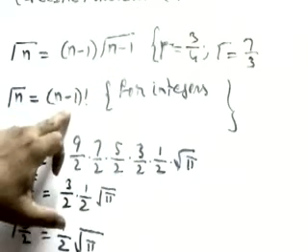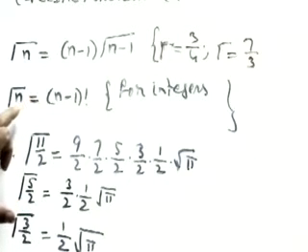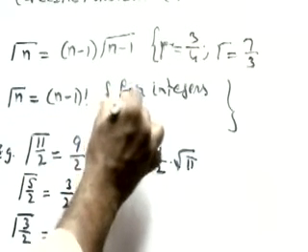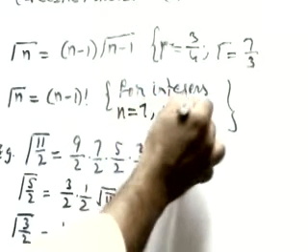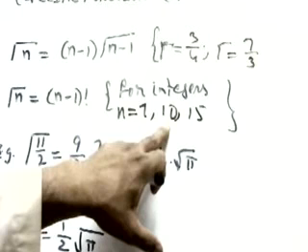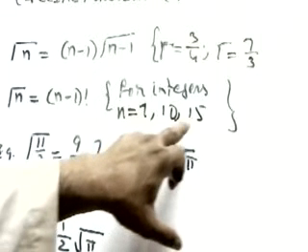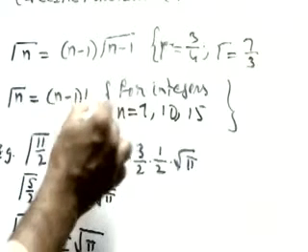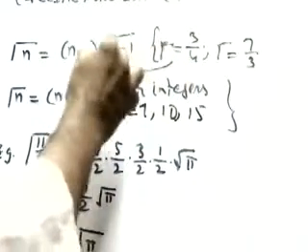And if the value of n is an integer, the gamma of n is n minus 1 factorial. For instance, suppose we have gamma of integer 7, 10, 15. So gamma of 7 will be 7 minus 1, 6 factorial. Gamma of 10 will be 10 minus 1, 9 factorial. Gamma of 15 will be 15 minus 1, 14 factorial. For integers, this is the formula.